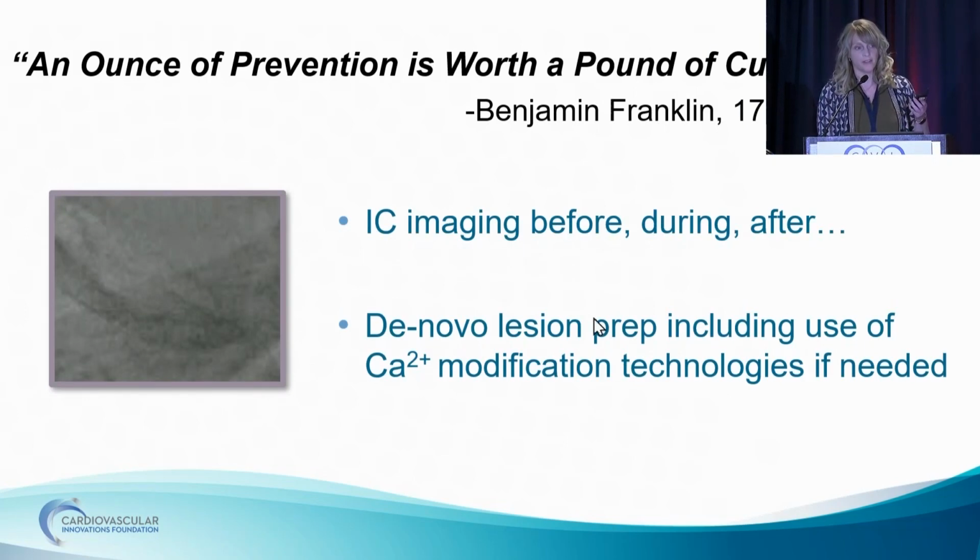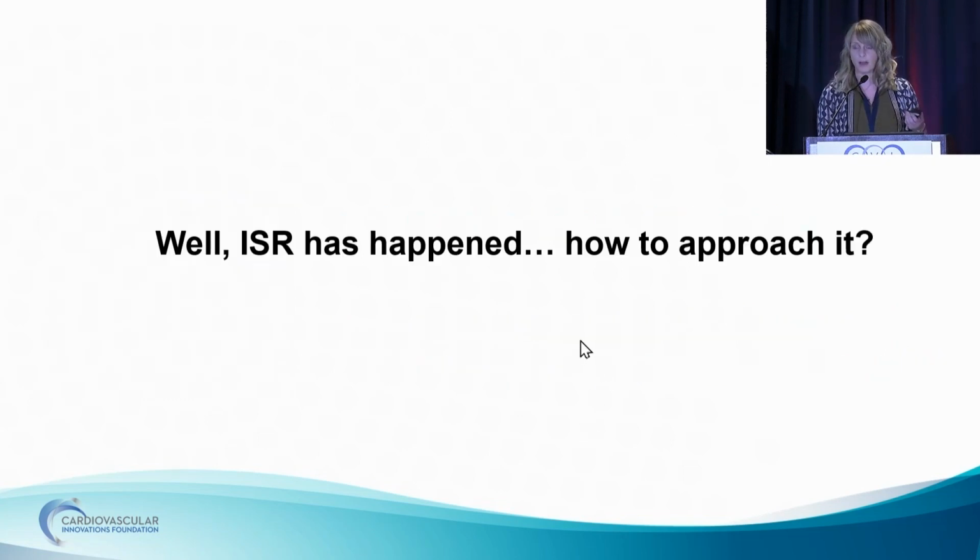So the best thing here is prevention, and we've all harped on this today, but you need to do an excellent job the first time around. You don't want to end up with a stent that looks like this here. You want to image throughout your intervention and make sure you get an excellent result the first time around. But now you've got an ISR case on your table, so what should you do?